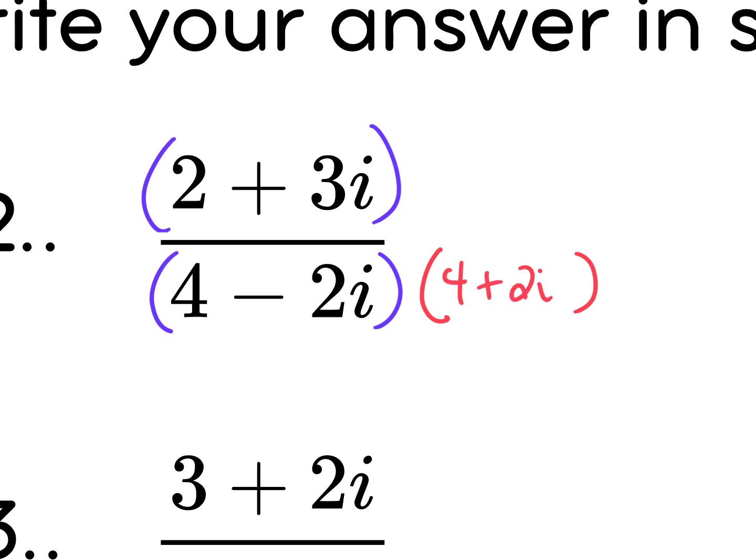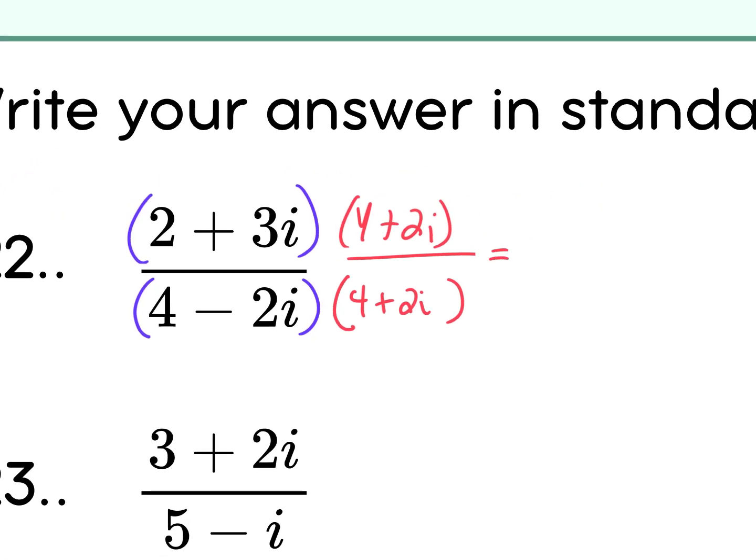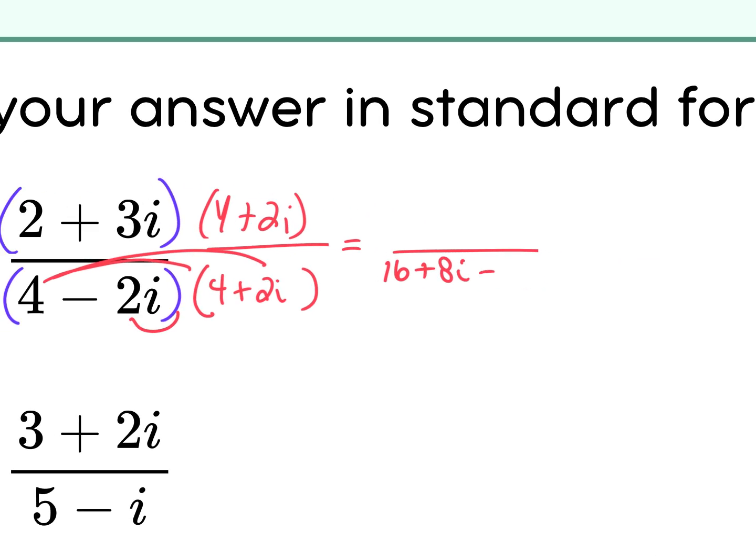Because what we want to happen is that the i's cancel. So what you do to the bottom, you do to the top. So let's worry about the bottom first. 4 times 4 is 16. 4 times 2i is plus 8i. Negative 2i times 4 is minus 8i. And negative 2i times 2i is minus 4i squared.